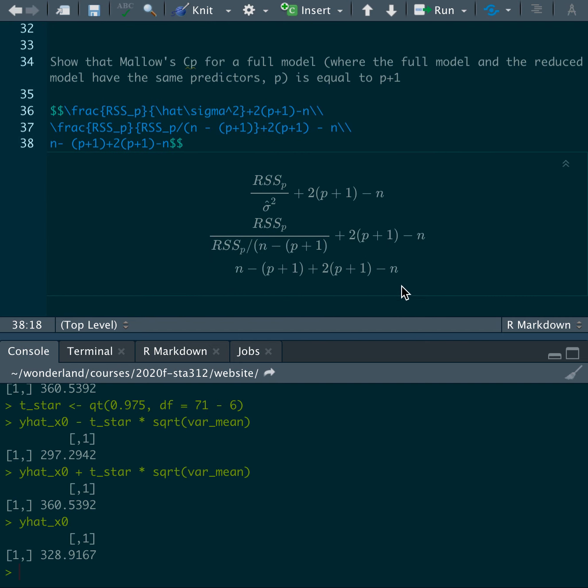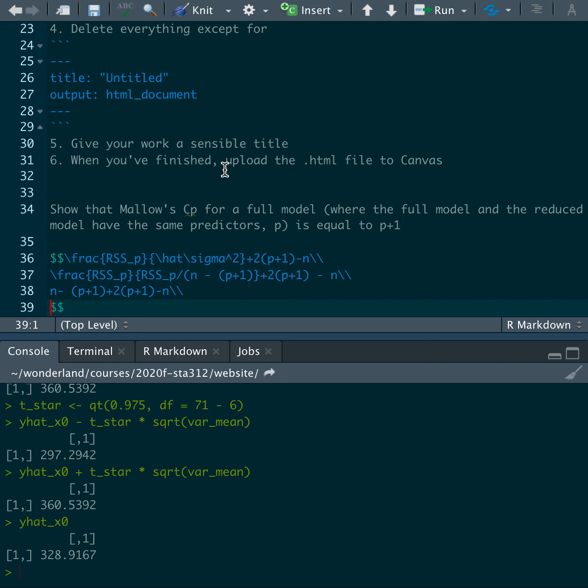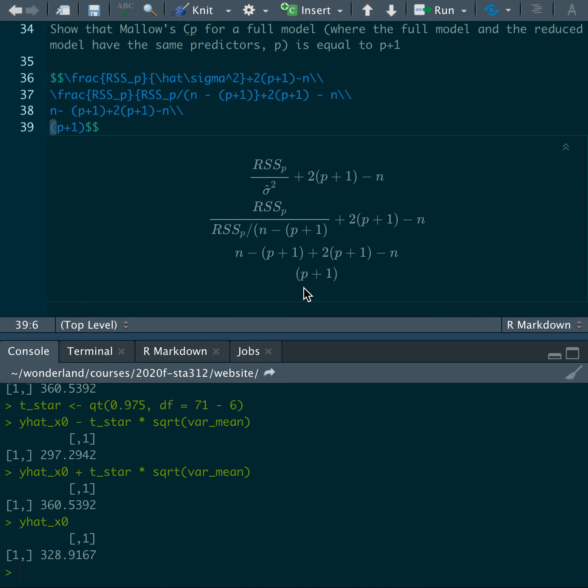So this is what we've got in this final part down here: n minus p plus 1, plus 2 times p plus 1 minus n. Of course, these n's cross out because we have n minus n, so that's just going to be 0. Then we've got 2 times p plus 1 minus p plus 1, and that leaves us with just p plus 1. And there you have it.